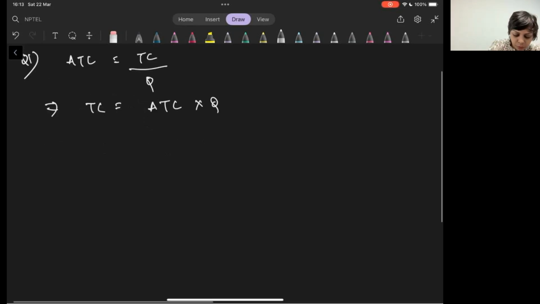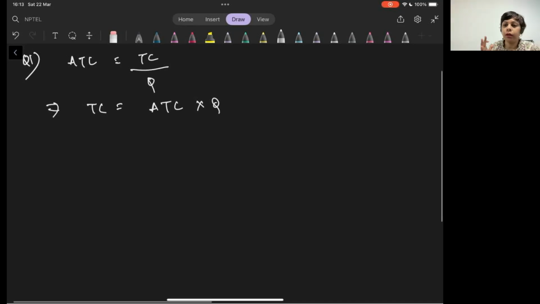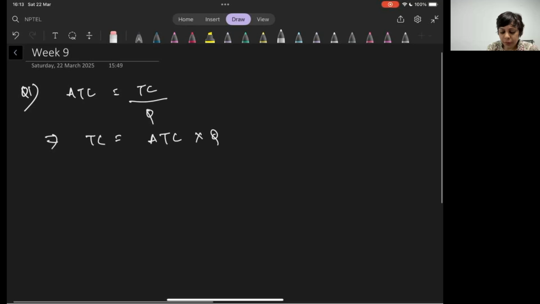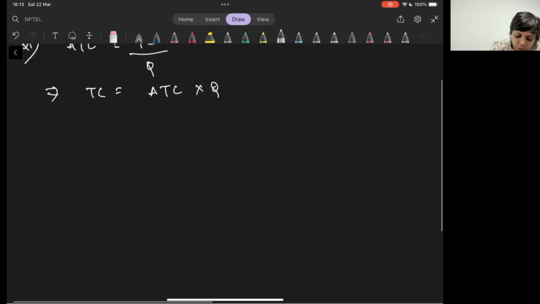Okay. Next statement is total cost is the sum of each short run marginal cost of all units produced. Now, this is a slightly tricky one, and you have to be a little bit aware of what you're doing. So let's write the expression for total cost. Total cost is what? Variable cost plus fixed cost, right?